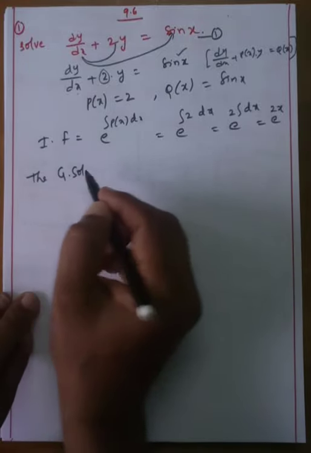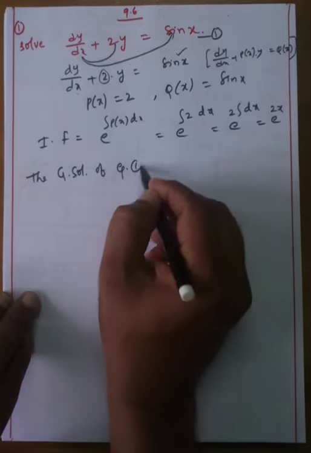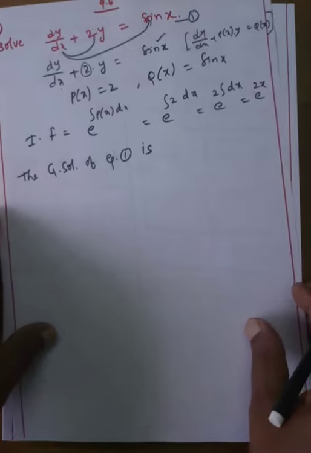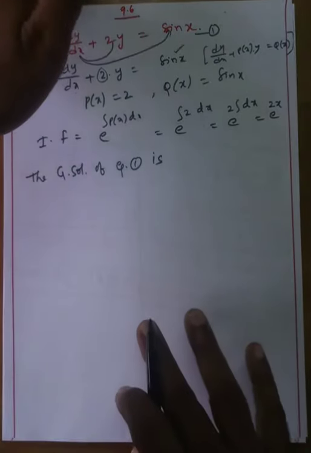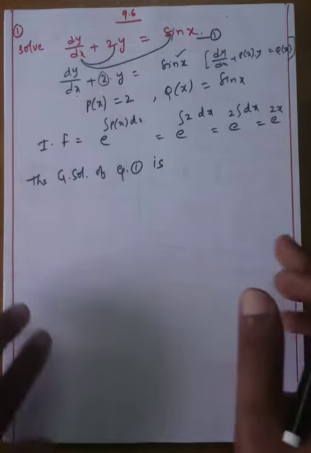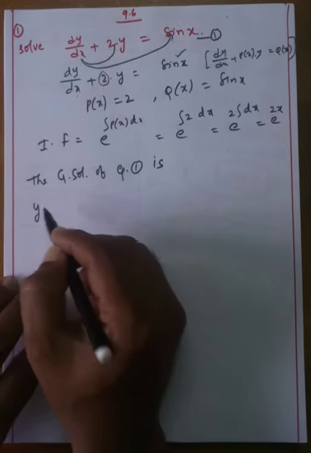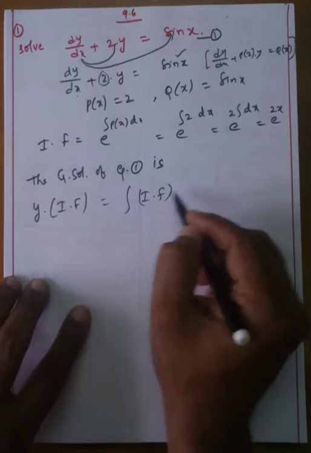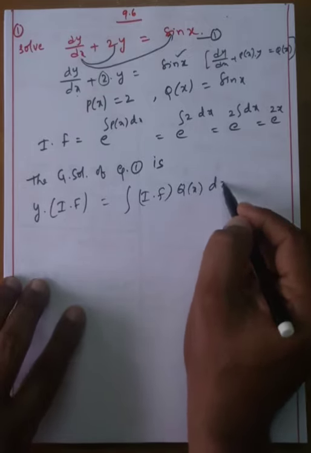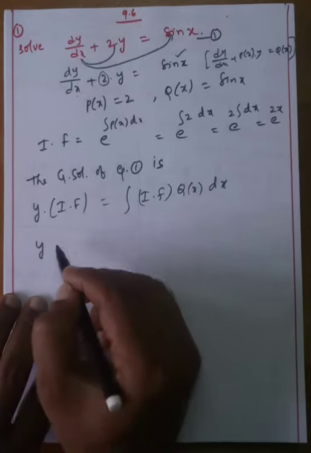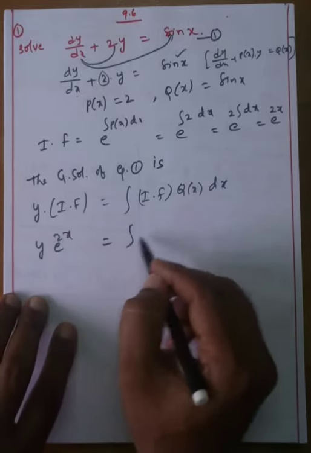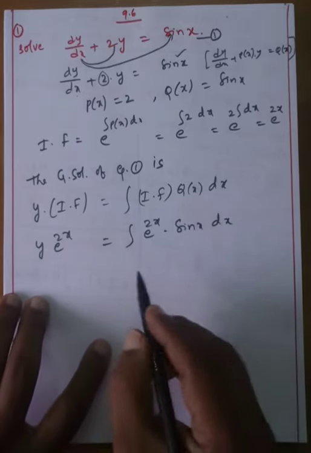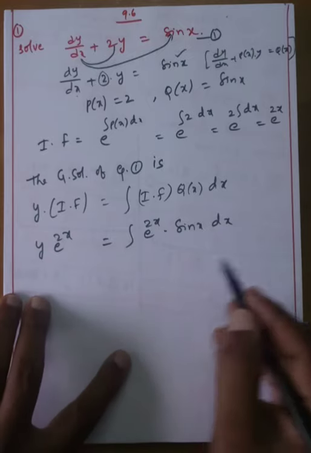The general solution of equation 1 is, my dear students, okay, what is the formula? Dependent variable, here y, into integrating factor is equal to the integral of integrating factor into q of x dx. Now y into integrating factor e power 2x is equal to the integral of e power 2x into sin x dx. Already you know the formula.